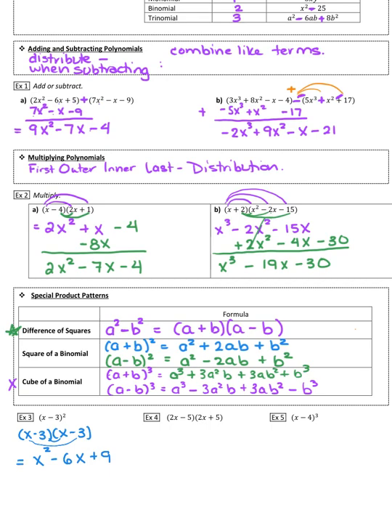Here, notice this is a minus b, and this is a plus b. So rather than going through the whole FOIL routine, I know my answer is going to be a squared minus b squared. So I have 2x squared minus 5 squared, that's going to give me 4x squared minus 25.